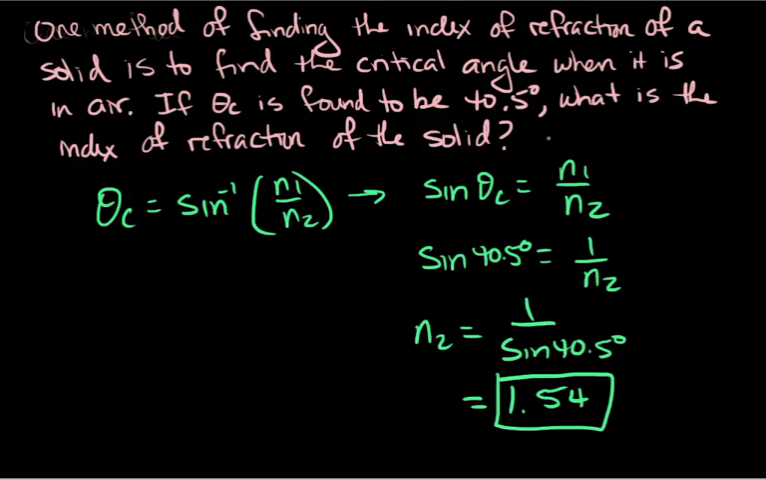Alright, and here's the solution. So we set up our equation for critical angle, and because we want the index of refraction, we'll take the sine of both sides, which gives us this equation over here. We plug in our critical angle value that we're given. We solve for index of refraction, and we get 1.54.